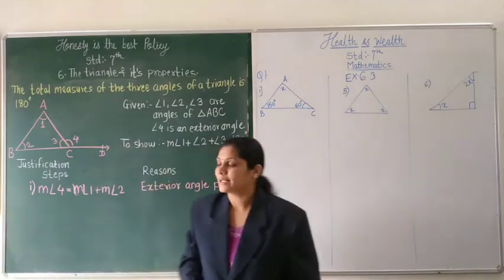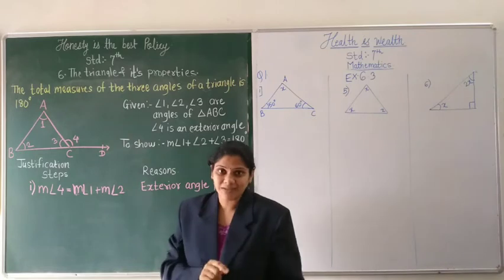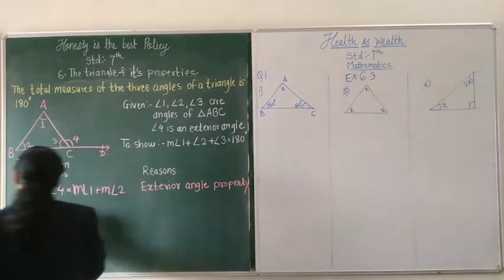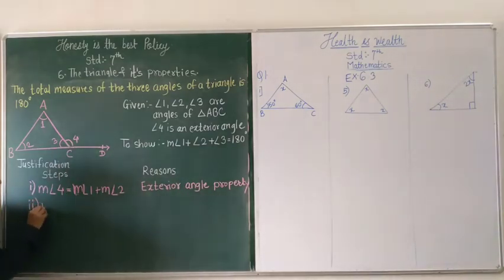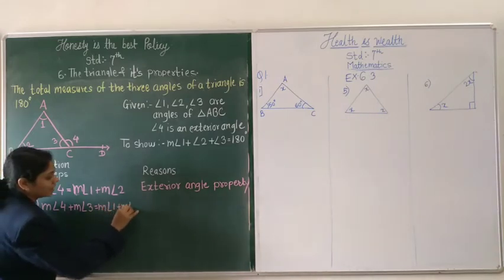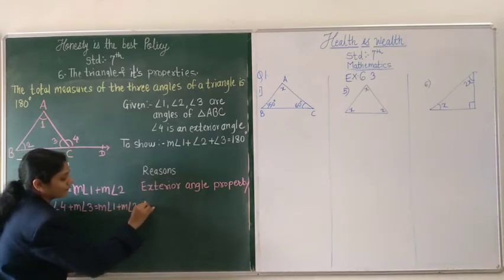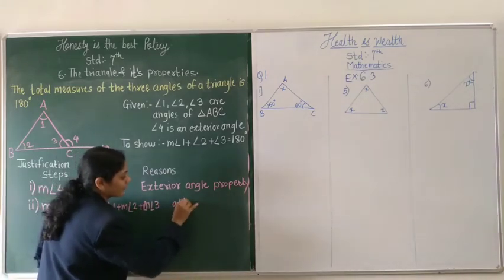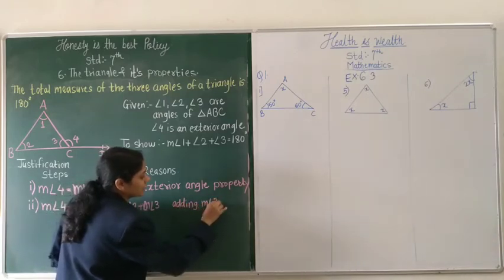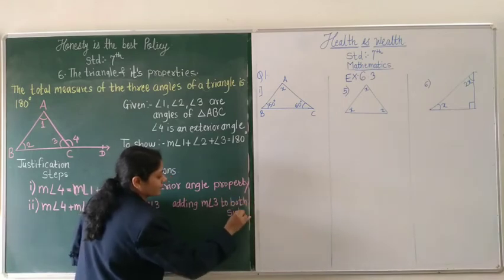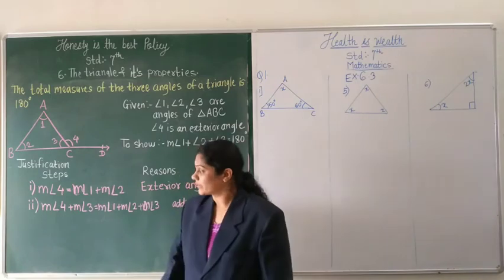Okay. Now the next one. Which angle will remain here? Angle 3. If we add angle 3 to both sides, what will we get? Now we are going to add measure angle 3 to both sides. So measure angle 4 plus measure angle 3 is equal to measure angle 1 plus measure angle 2 plus measure angle 3. And what will be the reason? Adding measure angle 3 to both sides. Okay. Now the third one.